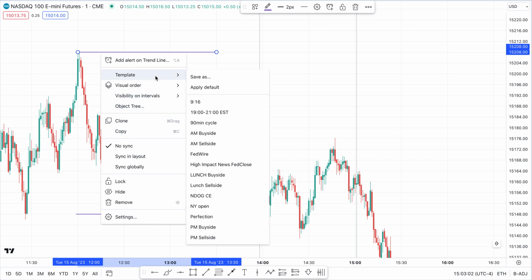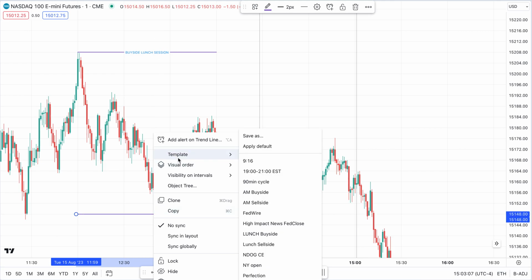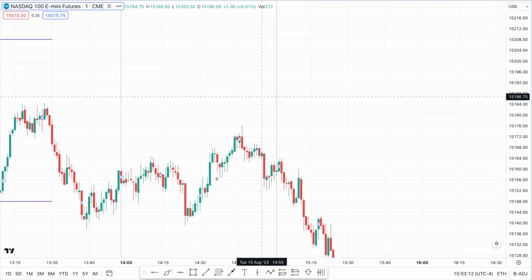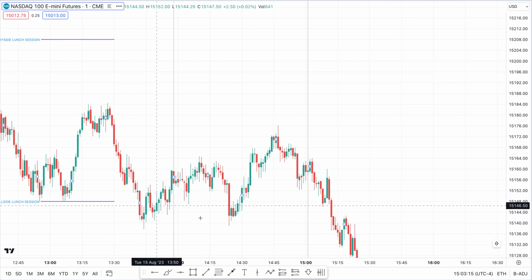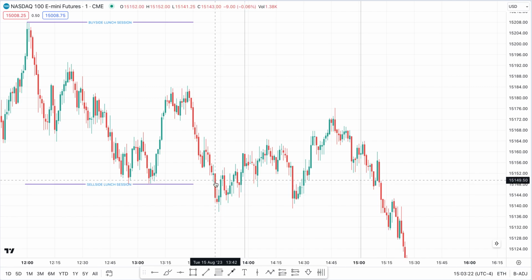This is lunch buy side, lunch sell side. Here we can see sell side was taken. And inside this range, you can see the first fair value gap was up here, second one down here, third one here. I'll actually mark all of them up.